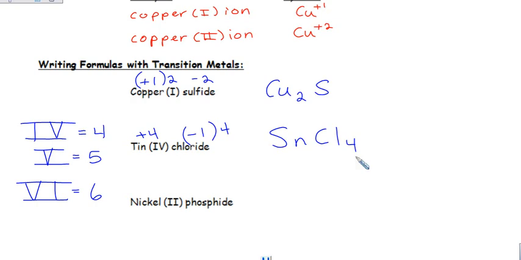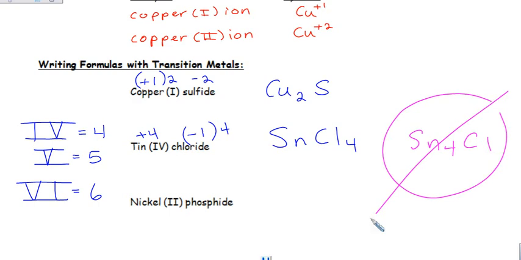Now, one of the boo-boos that people will make is that we read this as tin 4 chloride. So then they write tin 4 chloride. Oopsies. Nope. Sad face. The Roman numeral is not the subscript. It's the charge. So when we read tin 4 chloride, we mean that tin's charge is +4.